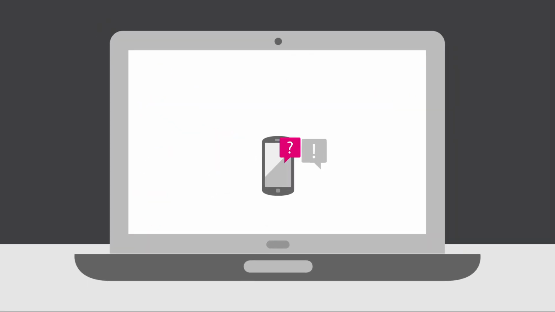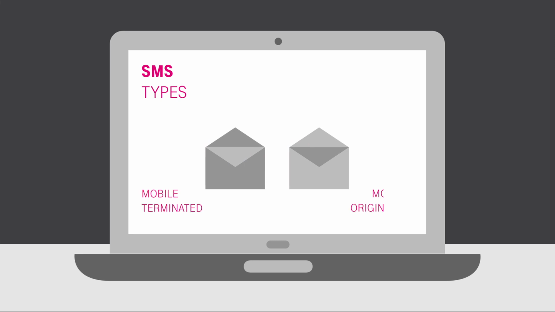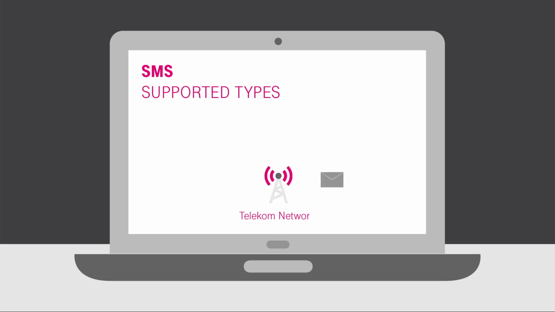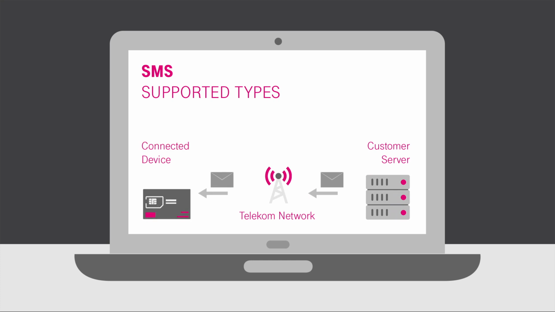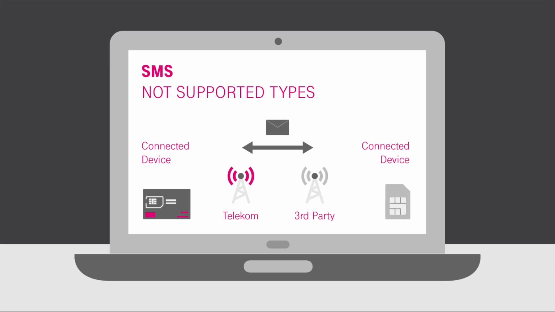This tutorial explains what kind of SMS are supported and how to set up the SMS configuration. Telekom supports two kinds of SMS normally used for IoT applications: Mobile Terminated SMS as well as Mobile Originated SMS. Mobile Terminated SMS are sent from the customer's server to the SIM card carrying device, whereas Mobile Originated SMS are sent from the device to the server. Direct SMS messages from one device to another device are not supported.